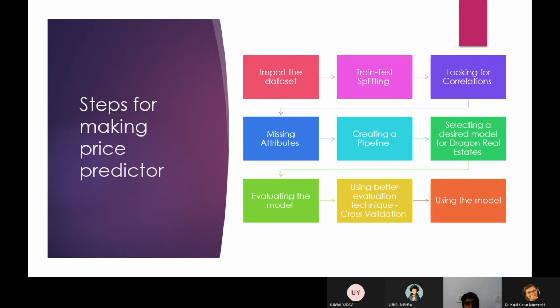So here are the steps for making a price predictor. First, we will import the data set, then we apply training and test set splitting, and then we look for correlation. Then we check if there are missing attributes or not. Then we create a pipeline, and then we select a desired model for the Dragon Real Estate. Then we evaluate the model, and we check using the correlation technique, which is used to evaluate whether the model we have taken is good or not. And next is to use the model.